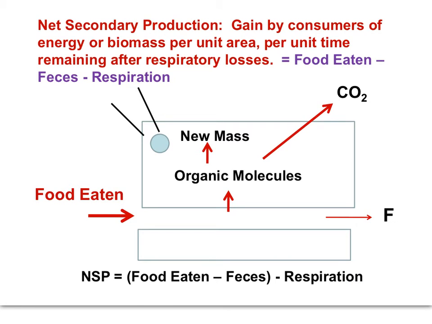Net secondary production could also be defined as a change in the mass of the consumer. Net secondary production is the biomass remaining after respiratory losses have been subtracted from gross secondary production. One more example. If I feed and poop and respirate, exercise, over a 24-hour period, and I find that my mass has increased by 1 gram over that 24 hours, my net secondary productivity is 1 gram, the change in the mass over 24 hours.